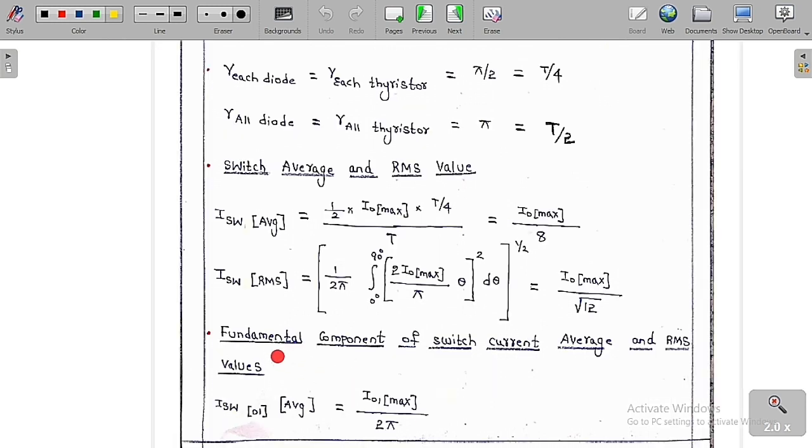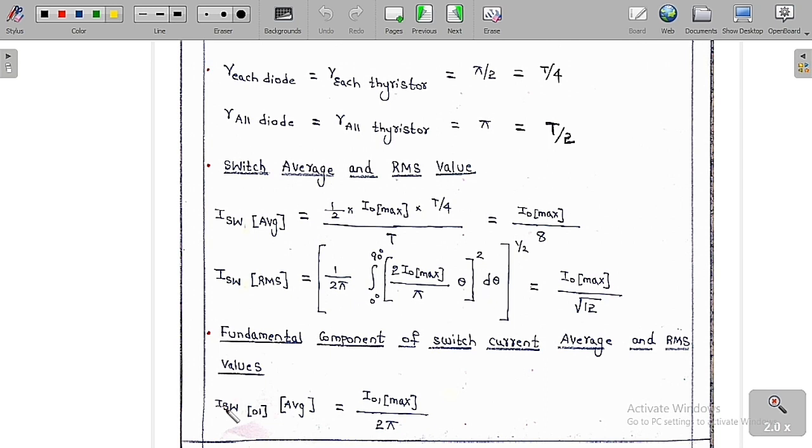See, I have already told you about the fundamental component, or you can say the average and the RMS value of the fundamental component of the switch current. This is what I want to figure out. One more important thing is here. I want to find this value, right? So here, the average value of the fundamental component of the switch current.